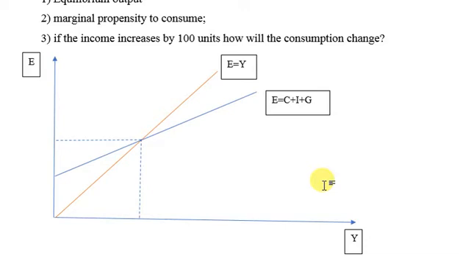So this red line stands for all equilibrium points where our planned expenditures E are equal to our actual production. So all points of equilibrium will be on this 45 degree line. And this blue line stands for our planned expenditures, and they consist of consumption, investment, and government purchases.